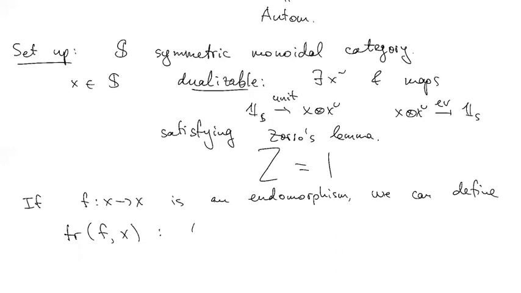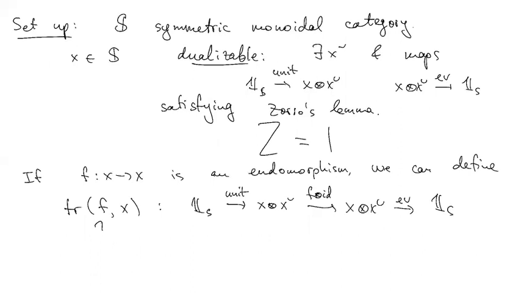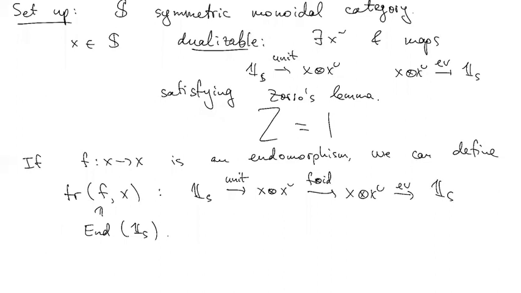So this is the composite map. I start with the unit. I apply this unit map, tensor X, then I apply F tensor the identity, and then I apply the evaluation map. So it's this composite, and this lives in endomorphisms of the unit of the symmetric monoidal category. So this is what, in this setting, a trace of an endomorphism is, at least of a dualizable object.